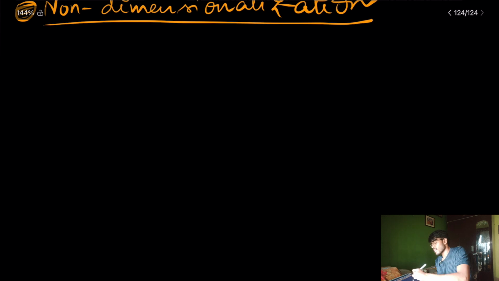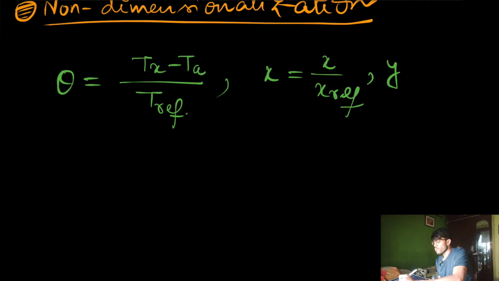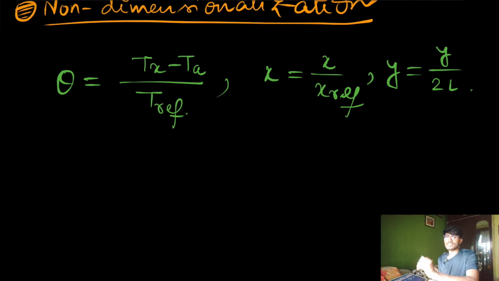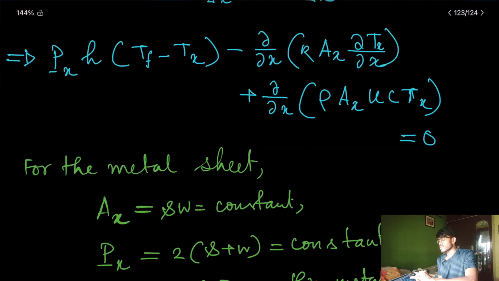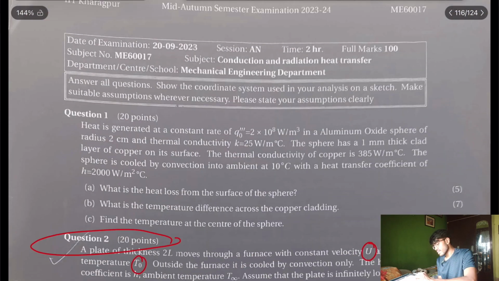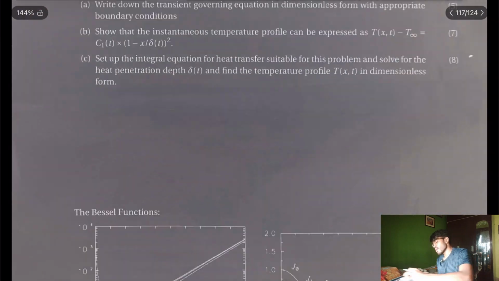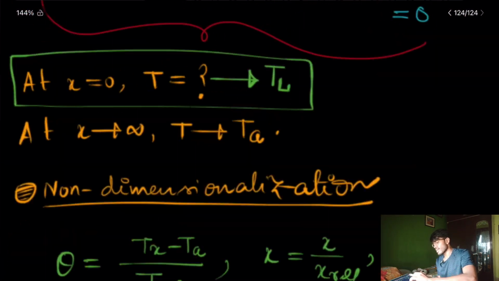So I will define my theta as T(x) minus Ta by some T reference, and my x bar as x by some x reference, and my y bar as y by 2L. That was the thickness, and thickness is along the y direction, and that is why I have taken 2L. So was the length of the furnace given here? No, it is not given. So I will write x reference. After that I can take any x reference.